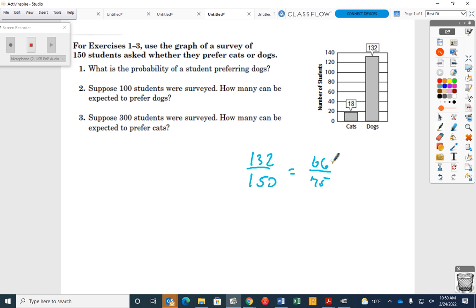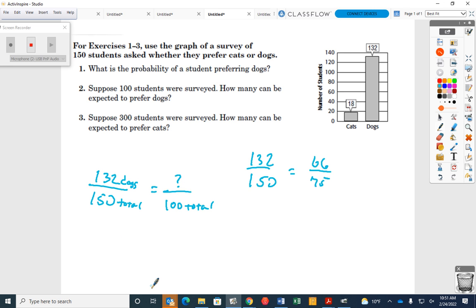Suppose 100 students were surveyed. How many would we expect to prefer dogs? Now, this we have to take a little bit of a different approach on. Because what we know is 132 out of 150, this is how many chose dogs, and this is the total, right? Now, if we lower this total to 100, how are we going to find this?